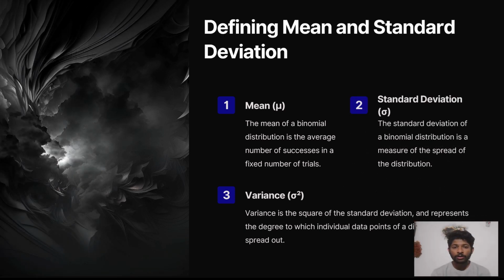So now we are going to learn about the definition of mean and standard deviation in binomial distribution. First, mean, represented as mu. The mean of binomial distribution is the average number of successes in a fixed number of trials. The standard deviation of the binomial distribution measures the spread of the distribution. Variance is the square of the standard deviation, which describes the degree to which individual data points are spread out.